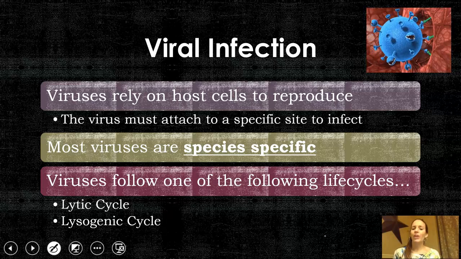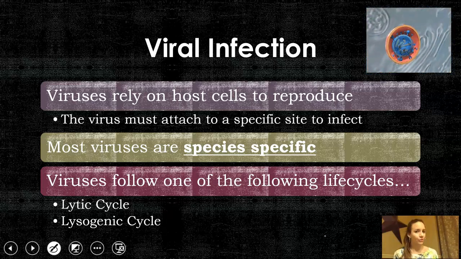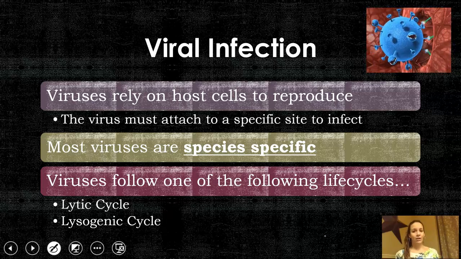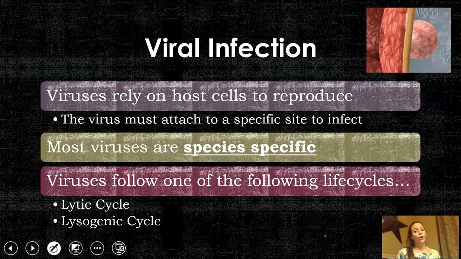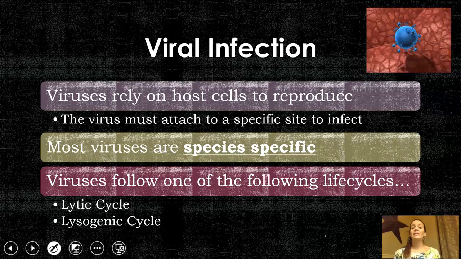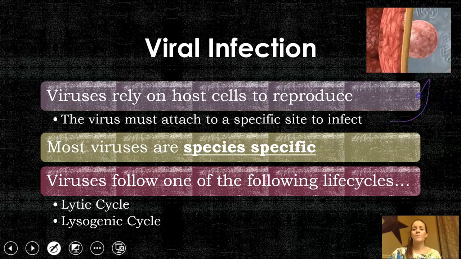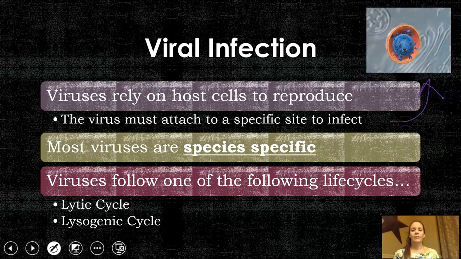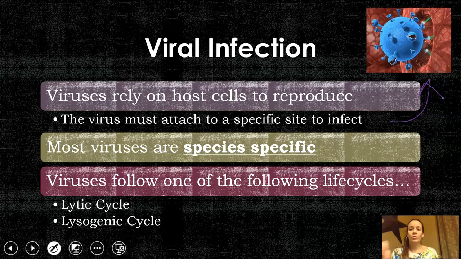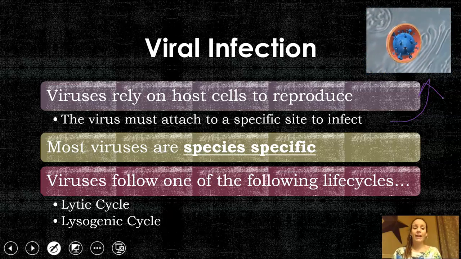So viral infection in general, like we said, viruses are not considered living because they require a host to reproduce. So they rely on that host to inject their genetic material, and then the host cell makes more viruses for them. The virus has to attach to a specific site to infect, and if you notice in this little clip up here, you'll see that happening. You'll see the different parts of the virus, which is the blue thing, attaching to those green receptors, and that's where it goes into the cell to infect.